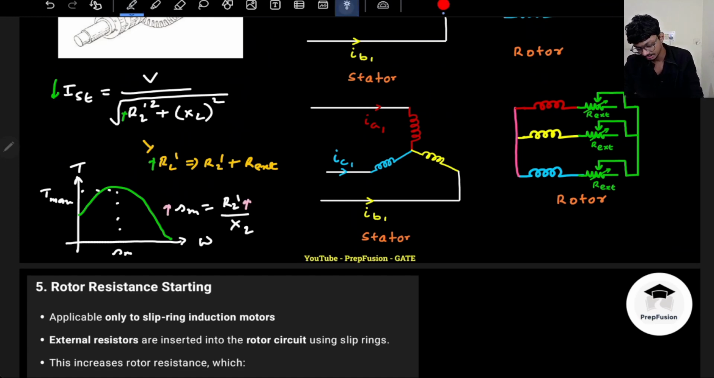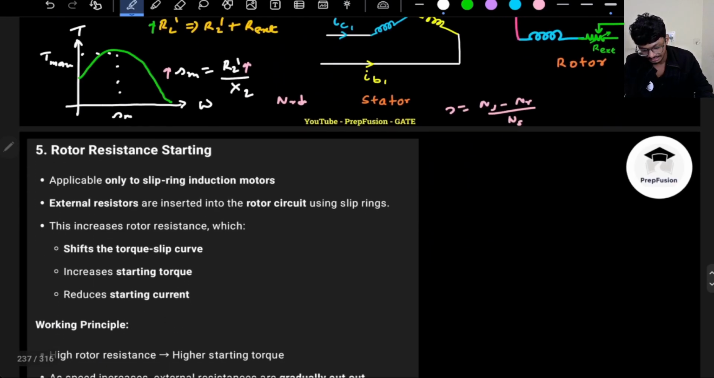If my slip is increasing, that means basically my graph will shift backwards. Why? If slip is increasing, my NR will reduce. Because slip is NS minus NR divided by NS. So if slip is increasing, this difference will increase. Since NS is constant, NR has to reduce. If NR reduces, I will go backwards. So basically the graph will shift backwards.